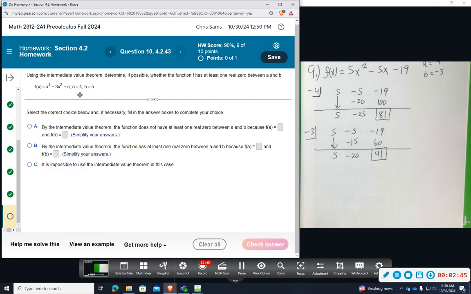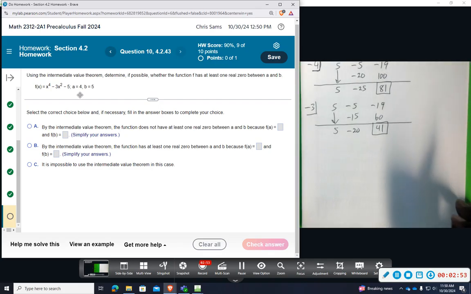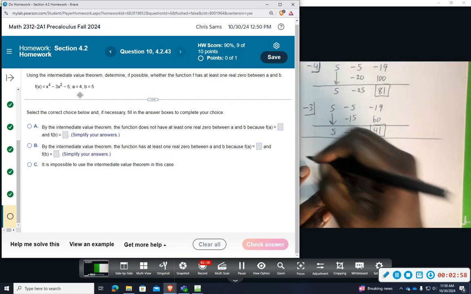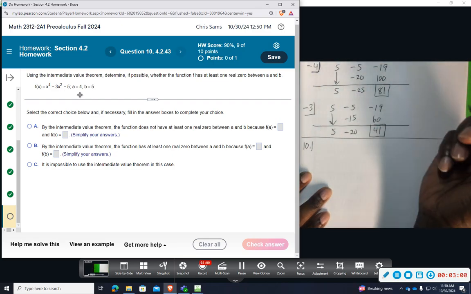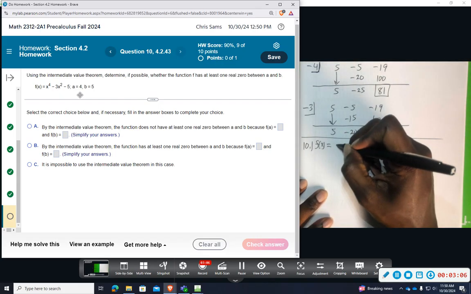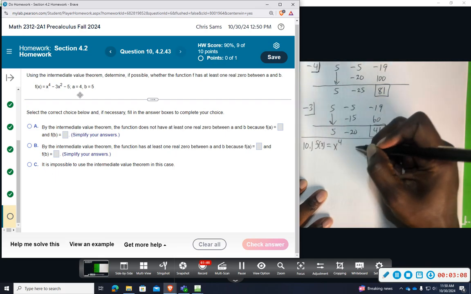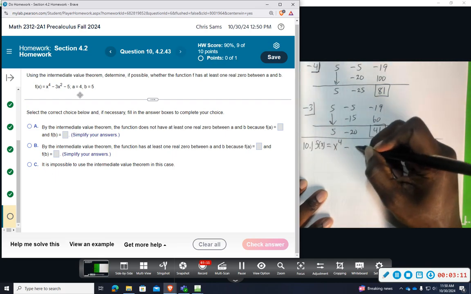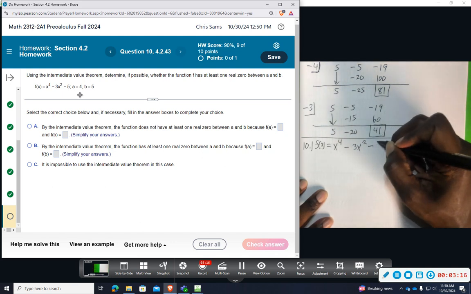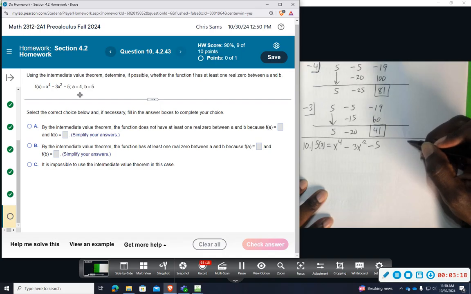And then the last one we're going to do, this is neat because it goes a little bit deeper into some properties of synthetic division. So if you're more comfortable with plugging it in, you can go ahead and do that, but I'm going to show you those other properties. So we have f of x equals x to the 4th minus 3x squared minus 5, and we are plugging in 4 and 5.